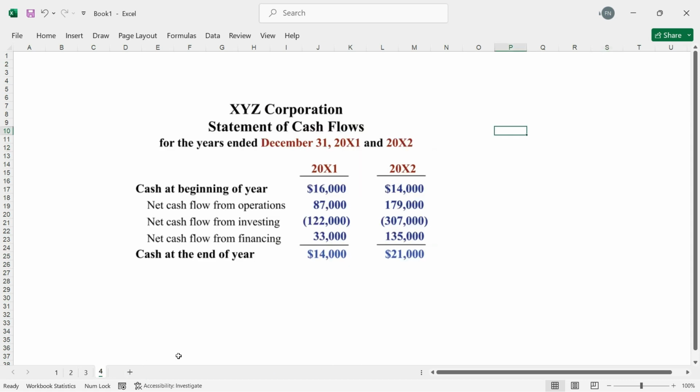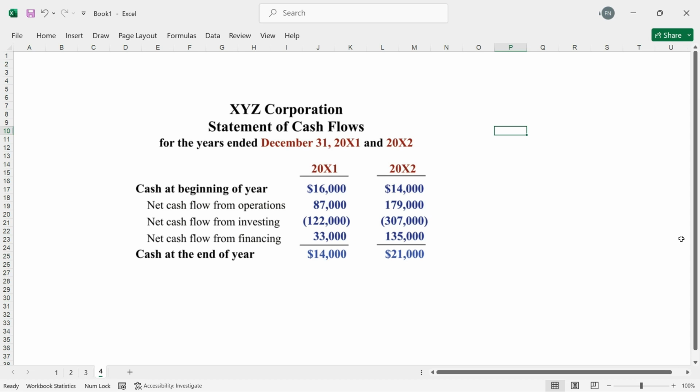And again, we'll head this up by calling it XYZ Corporation, designating it as a statement of cash flows. And again, this is a statement that reflects activity over a period of time, in this case, for the years ended December 31st, 20x1 and 20x2. Because it's a statement of activity over a period of time, the purpose of the statement of cash flows is to identify for us what caused an increase or decrease in cash from the beginning of the year to the end of the year.